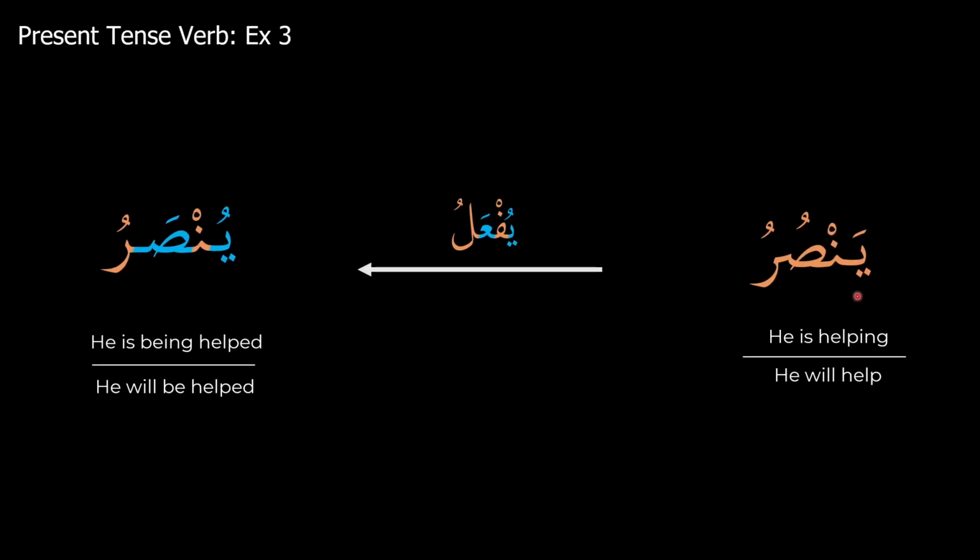And now another example, yansuru, which means he is helping or he will help, present tense form again, and then if you put it on the yuf'alu pattern, this becomes yunsaru, which means he is being helped or he will be helped. Again, we don't know who is being helped. The doer is hidden. So now let's take a look at the conjugation table.